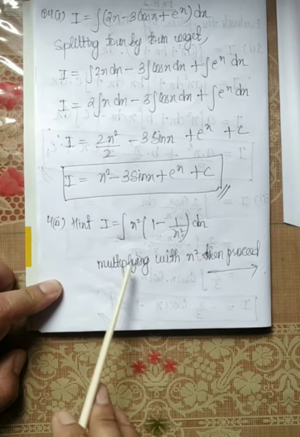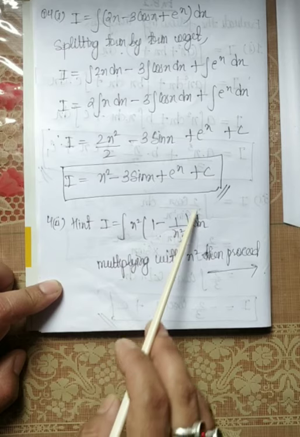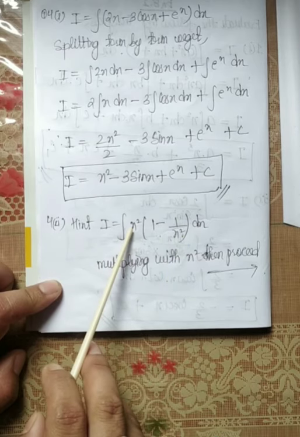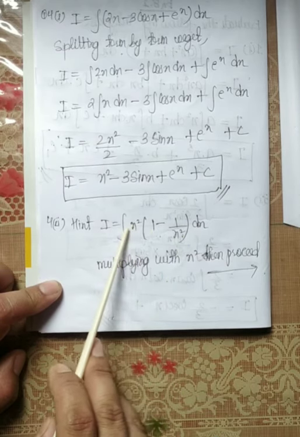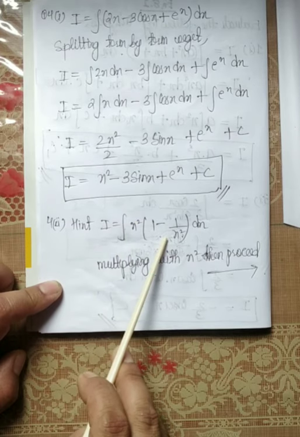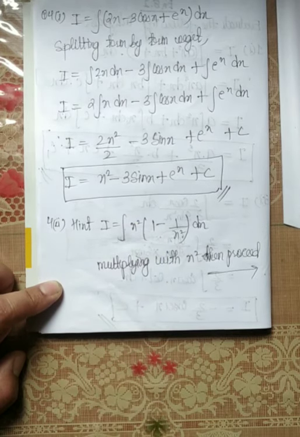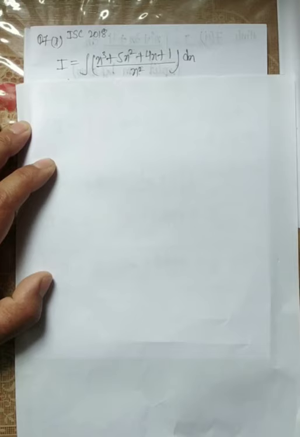So what you will do first out here is x square into this, isn't it? So hence you can multiply term by term. Multiply x square, and when you multiply, x square gets cancelled out, and then you can easily find the integration by splitting term by term.